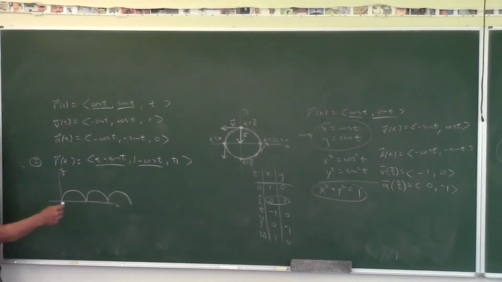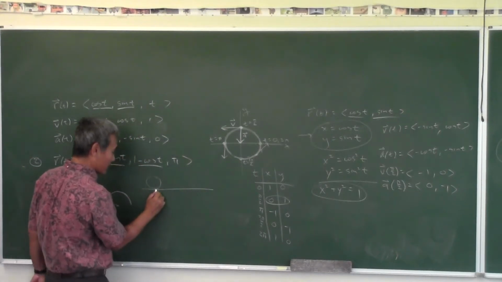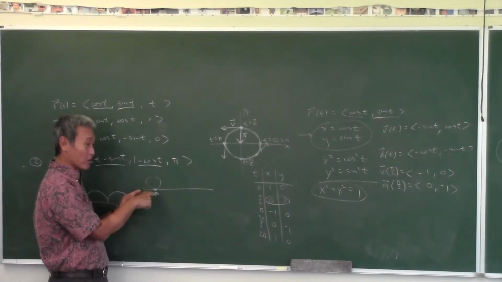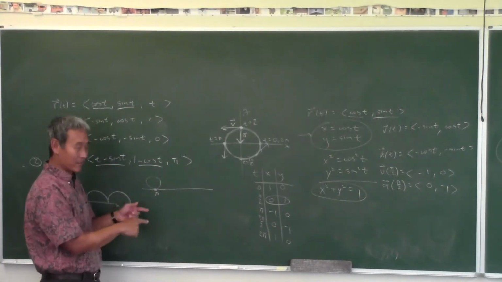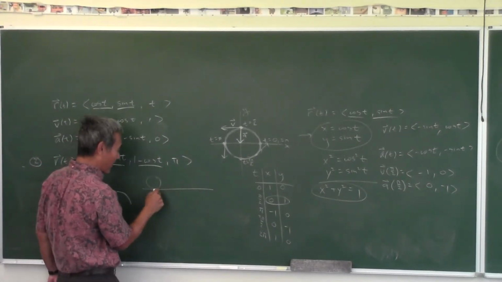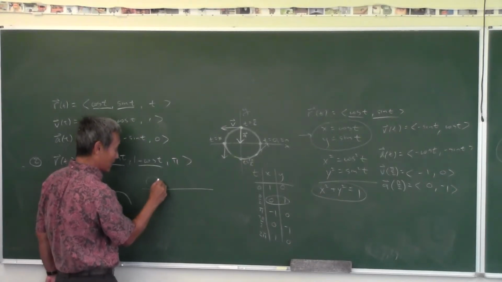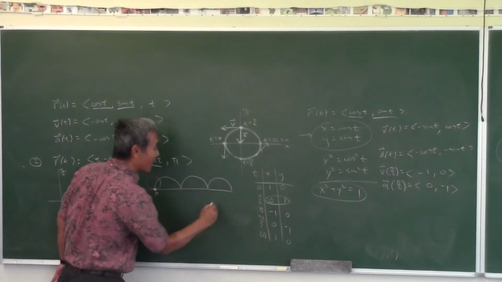Now, how do you get a cycloid? What if you have a circle, and then here's a point P on the circle. What if I roll the circle without slipping on this line? What is the path traced out by the particle? It's a cycloid. It's gonna go like this. If you roll the circle without slipping, it's gonna look like this. We call that a cycloid.